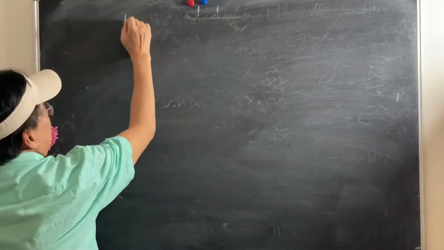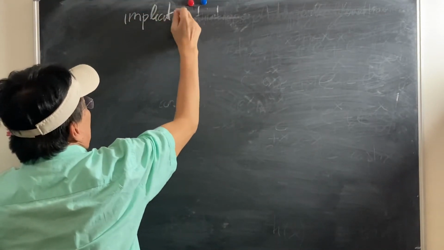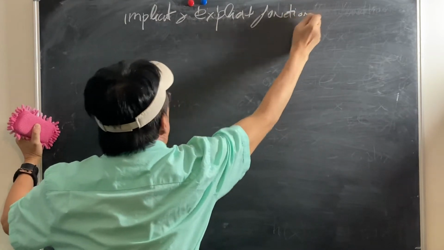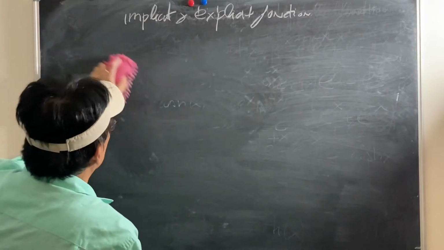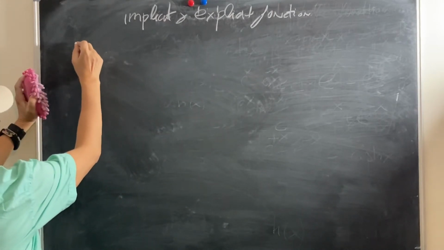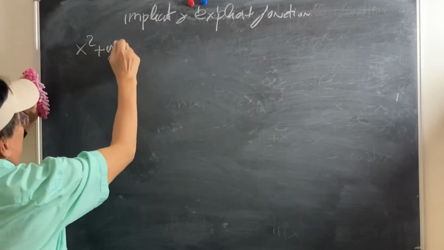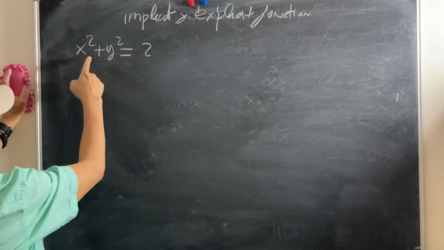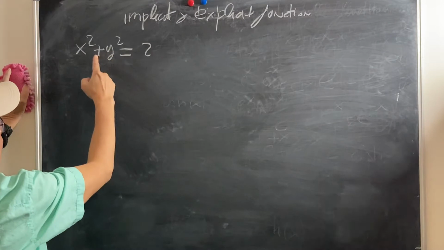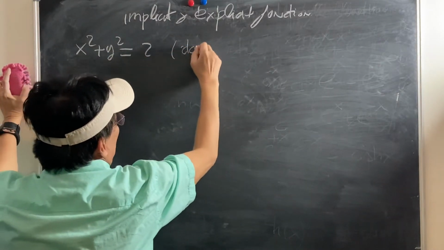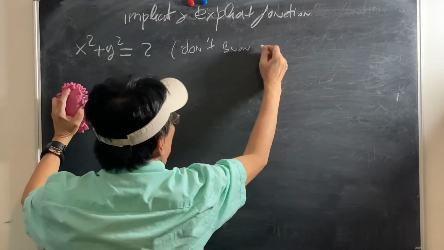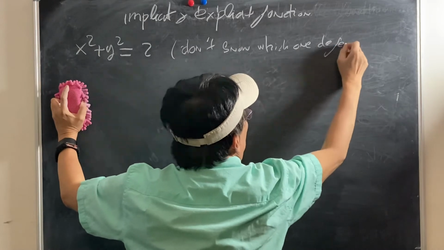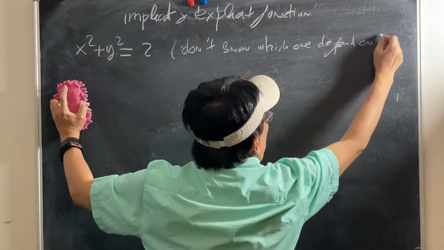Okay, now we study implicit and explicit functions. Okay, suppose you have something like x squared plus y squared divided by 2. This function has two variables, and you don't know which one depends on the other.